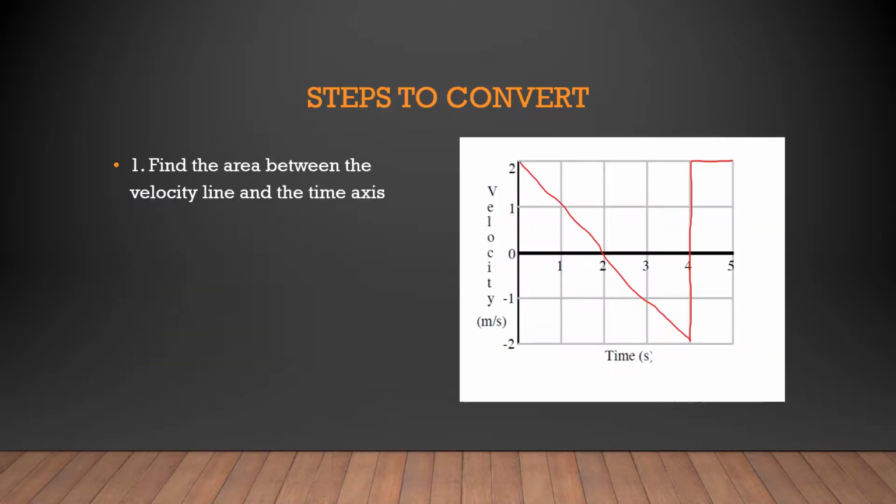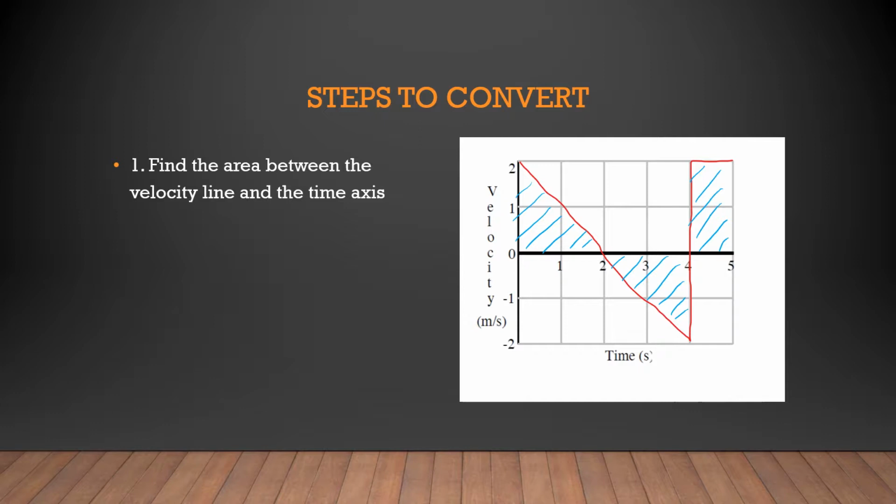So, steps to convert. Here's our graph, where we see we have a velocity line. First step is we want to find the area between the velocity line and the time axis. That area is going to give us our displacement. So if we take a look here, we have a triangle there, a triangle here, and a rectangle over here. Now I want to find the area of these objects.